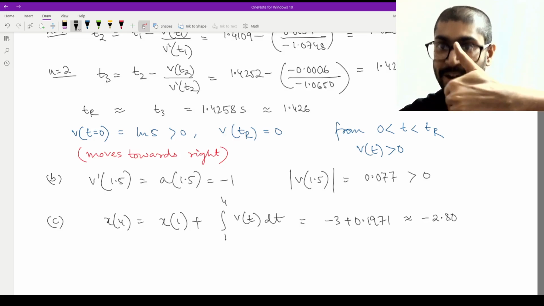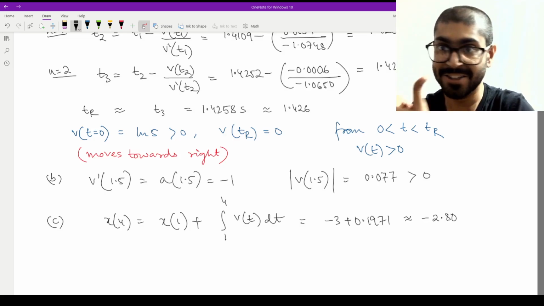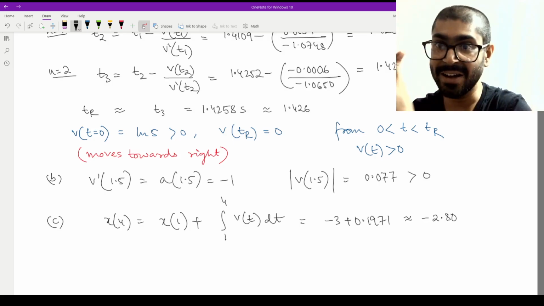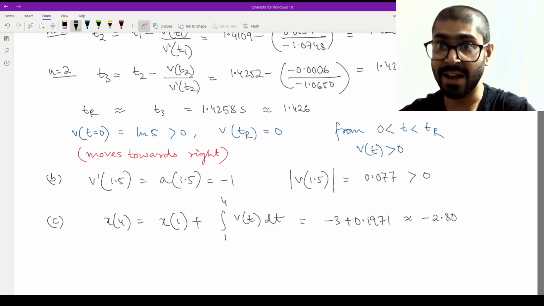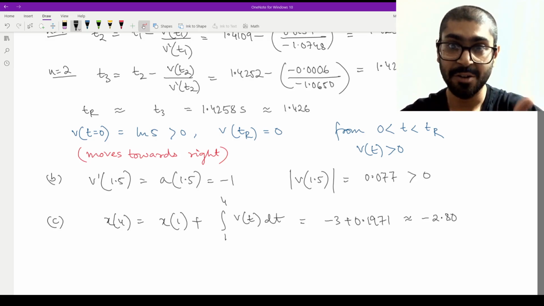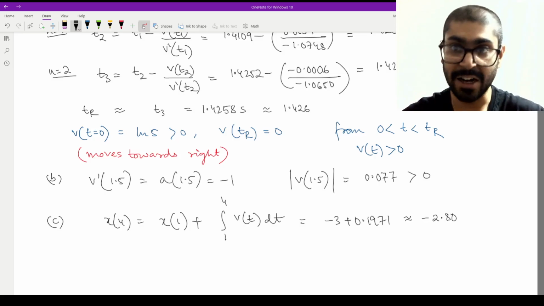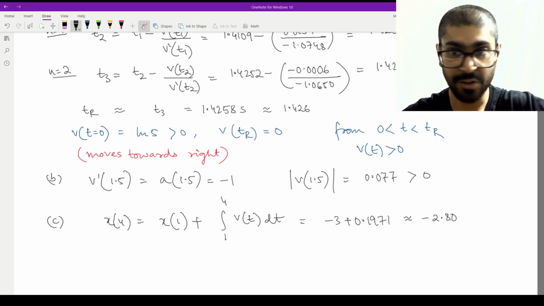So it was at rest there, and then as the negative acceleration started kicking in, the particle got pushed backwards instead of moving forward. At t equal to 1.4 it was at rest, at t equal to 1.5 we calculated from the last problem its speed was increasing, so it was increasingly moving towards the negative side of the x-axis, and at time t equal to 4 it has already reached minus 2.8 on the x-axis.